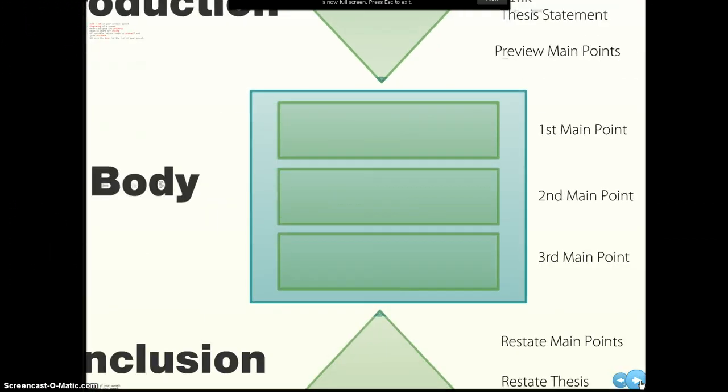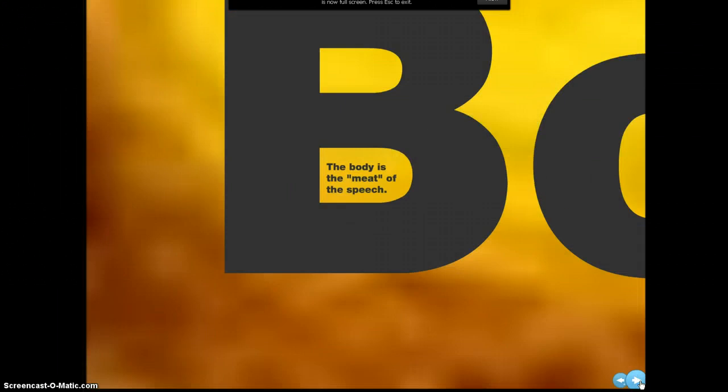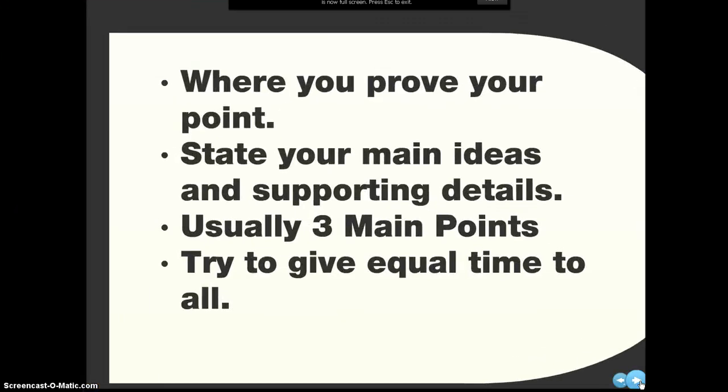The next section of your speech is called your body. This is the biggest part of it. This is the meat of your speech. It's where you try to prove your point. It's where you state your main ideas and supporting details.